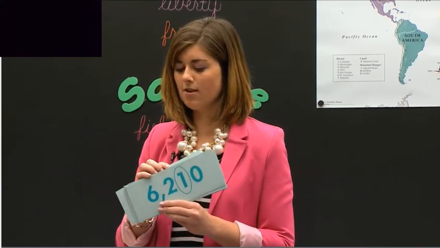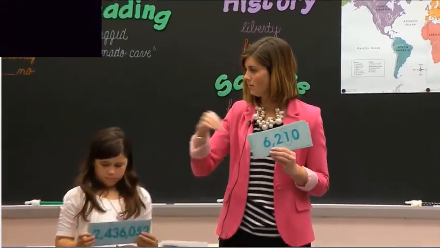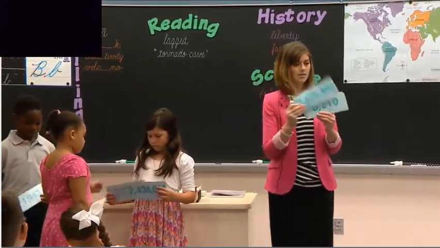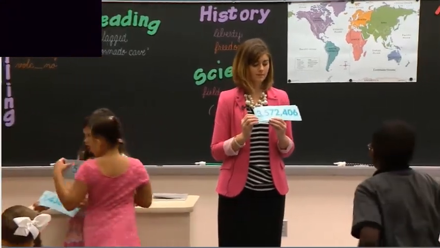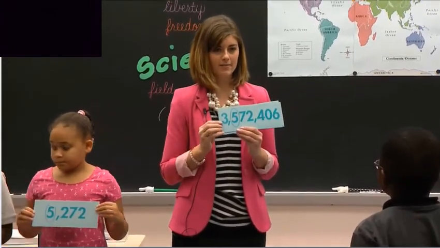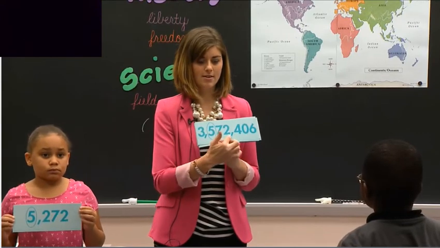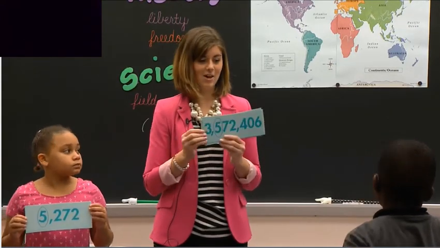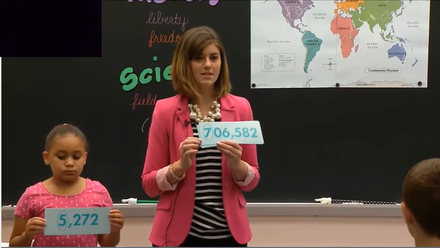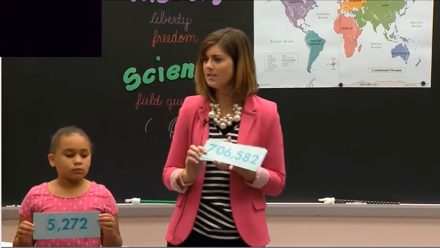Now, I need Layla, I need Isaiah, and I need Maddie to come up here, please. I'm going to give you 3 cards, and I want you to stand in order from the least to the greatest. So the least will be here, and the greatest will be over there. While they're doing that, Peniel, I want you to read this number for me. 3,572,406. Perfect. And what place is the 5 in? Thousands. Not just thousands, it's in the 100,000. There you go. And Nathan, read this last one for me. 706,582. And what place is the 7 in? 100,000. That's exactly right.